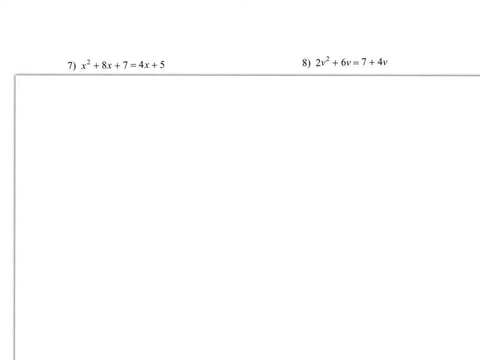All right, next up, number 8. So this one I need to get one side to 0 first. So I'm going to subtract the 4v here and subtract the 7. So that'll cancel that out. I get 2v squared. 6v minus 4v is 2v. And then the minus 7 there doesn't have anything to add to.